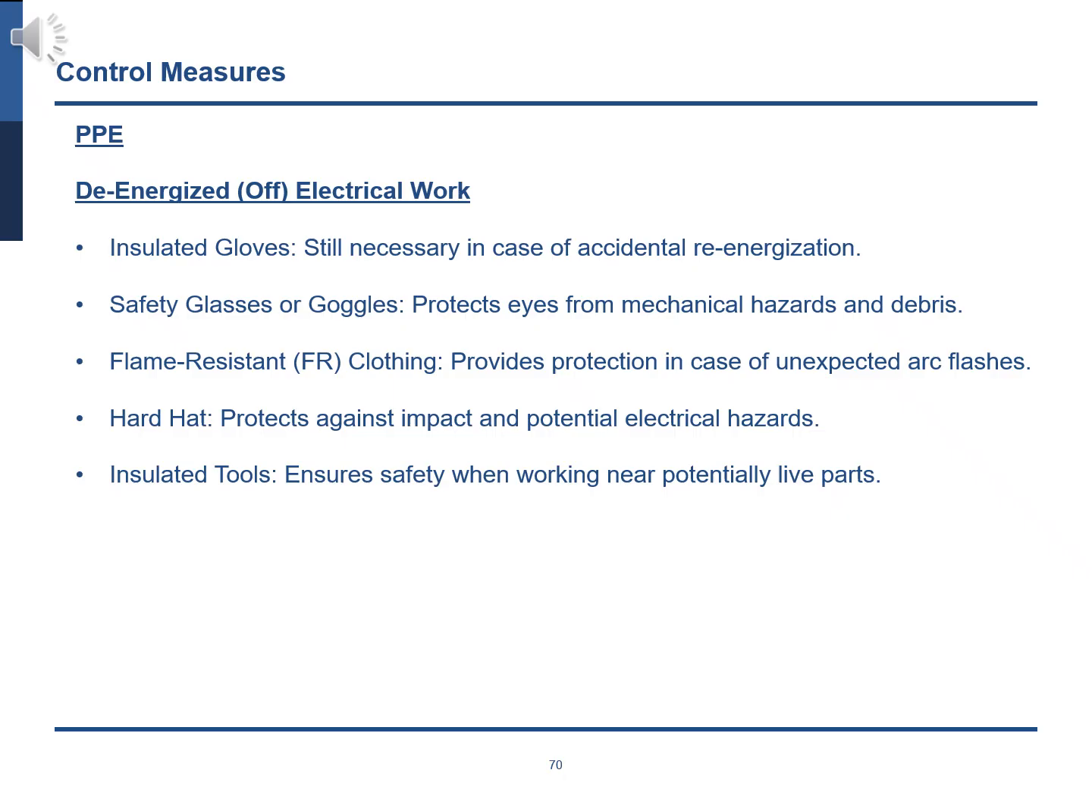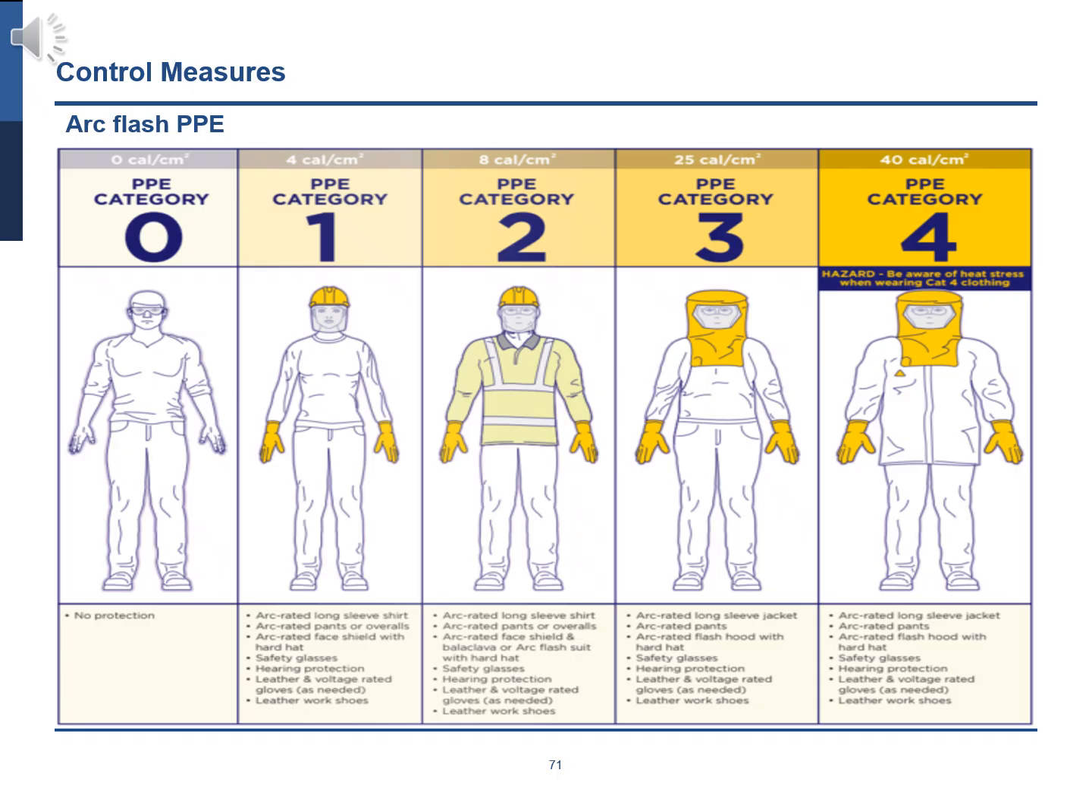De-energized, off, electrical work. Insulated gloves are still necessary in case of accidental re-energization. Safety glasses or goggles protect eyes from mechanical hazards and debris. Flame-resistant, FR, clothing provides protection in case of unexpected arc flashes. Hard hat protects against impact and potential electrical hazards. Insulated tools ensure safety when working near potentially live parts. Arc flash PPE.